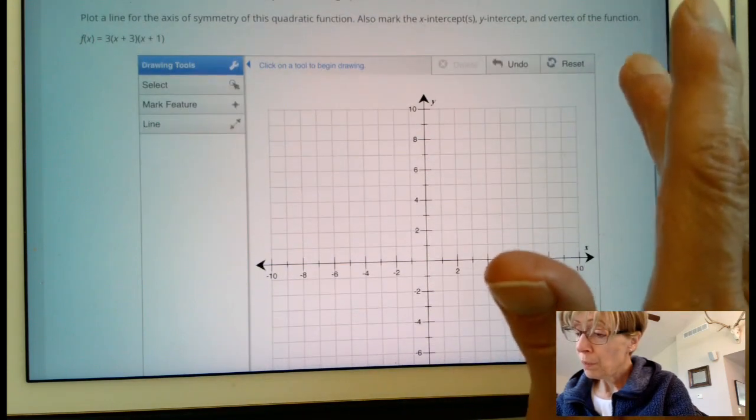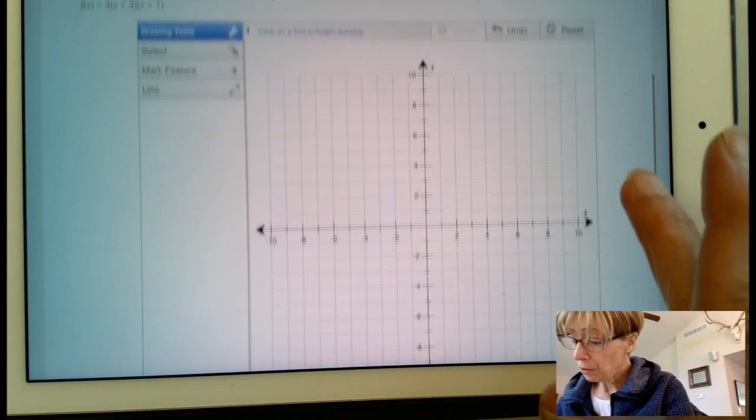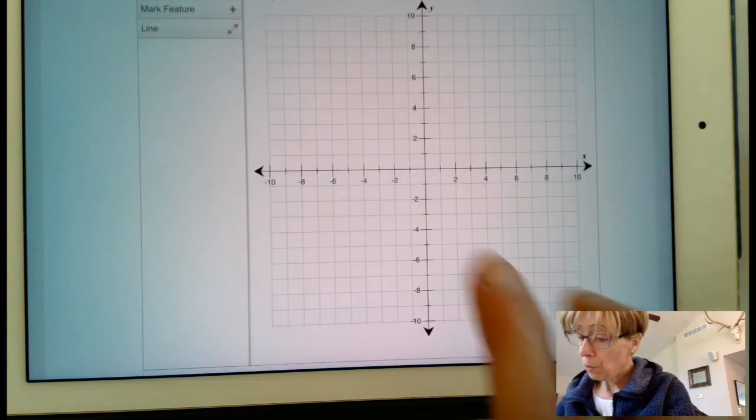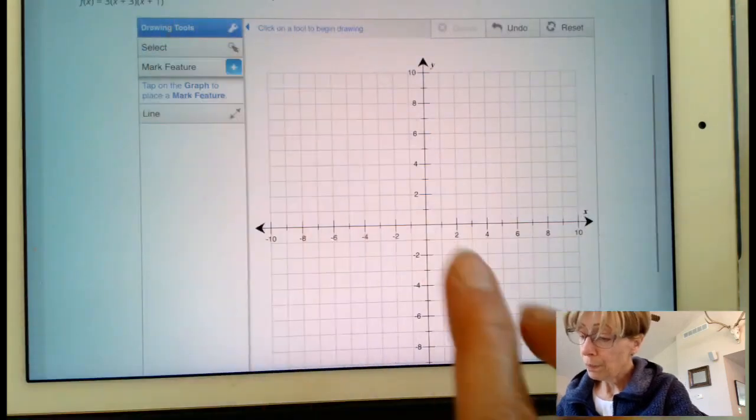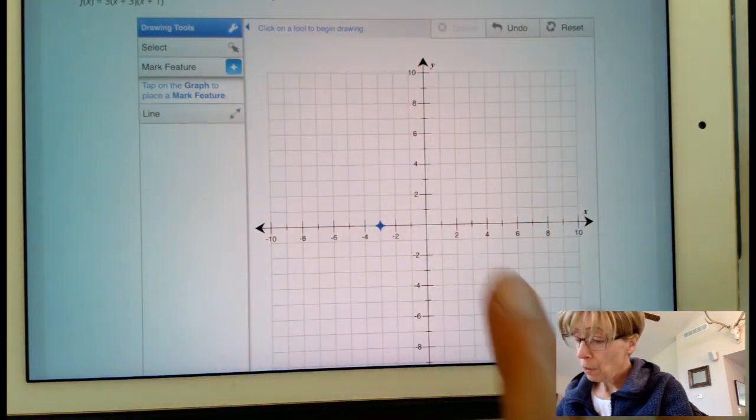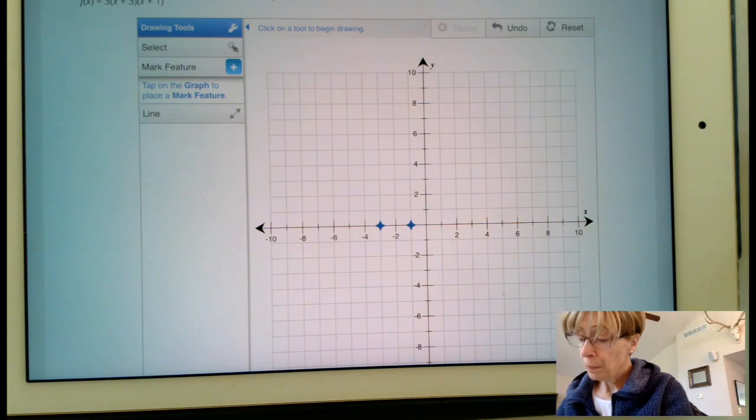And then we have to draw in, and I'm going to look at the directions one more time just to make sure, plot the line for the axis of symmetry. So we're going to draw in our line. Again, a reminder that our line goes right through the vertex.